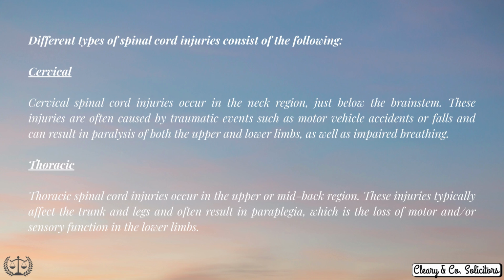Thoracic spinal cord injuries occur in the upper or mid-back region. These injuries typically affect the trunk and legs and often result in paraplegia, which is the loss of motor and/or sensory function in the lower limbs.